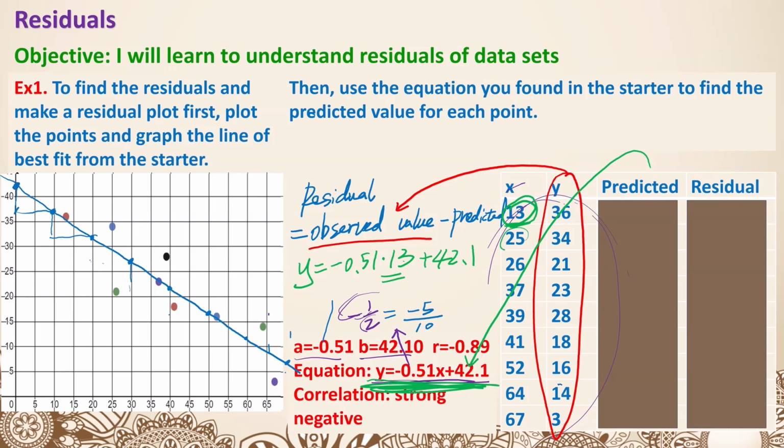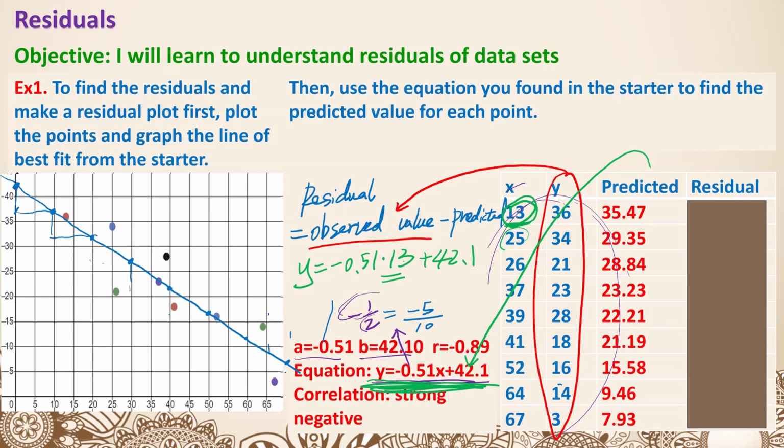Then plug in 25, same thing. Replace the x with 25. And that's going to be negative 0.51 times 25 plus 42.1. We're going to calculate the predicted value. So please pause here and try to calculate out all the predicted values. Hopefully you have tried. So here you go. These should be the predicted values that you got.